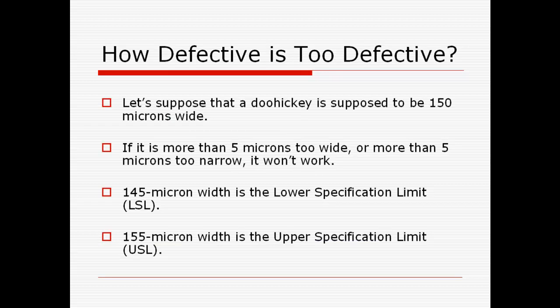Let's suppose that a doohickey is supposed to be 150 microns wide, and if it's more than 5 microns too wide or more than 5 microns too narrow, it won't work. So 145 micron width is the lower specification limit, or LSL, and 155 micron width is the upper specification limit, or USL.